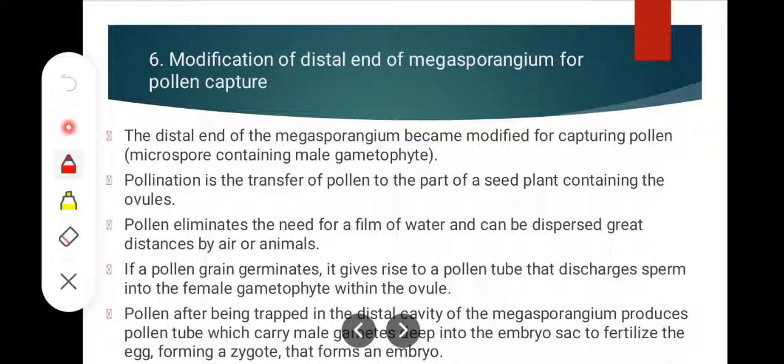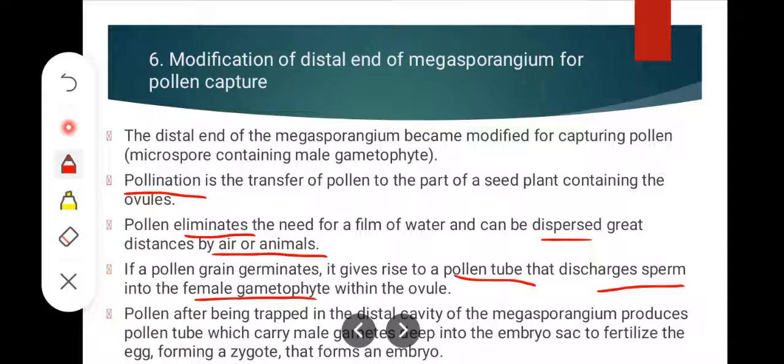Next, the sixth point is that the distal end of the megasporangium becomes modified by capturing the pollen. Pollination: what is pollination? It is the transfer of pollen to a seed plant containing the ovules, and if the pollen grain germinates, it gives rise to a pollen tube carrying two sperms into the female gametophyte. They can be dispersed by air or animals. After the pollen is trapped, the large megasporangium carries the male gametes, and the embryo sac is fertilized to form the egg, then the zygote, and forms the embryo in the last stage.